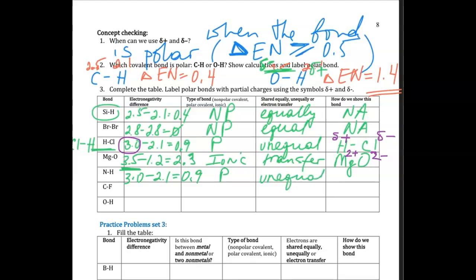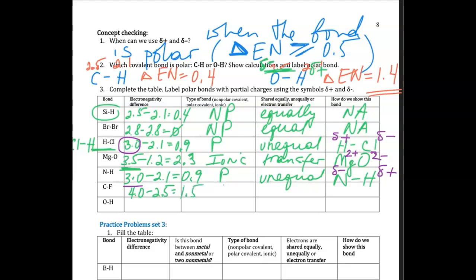And the next one, nitrogen and hydrogen. The difference between electronegativities is 0.9. That means this bond is polar. It's sharing because it's a covalent bond, but the sharing is unequal, and there will be charges. For the more electronegative element, nitrogen, we use delta negative, and delta positive for the less electronegative atom, hydrogen.